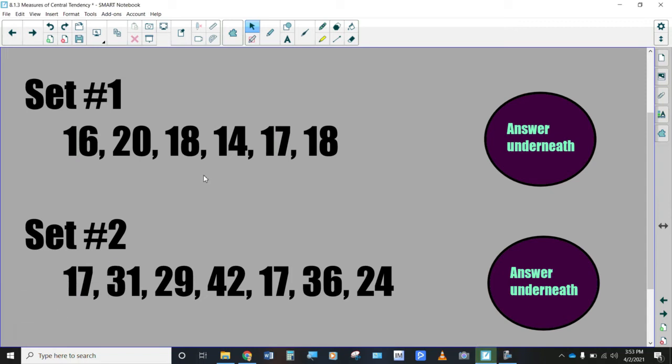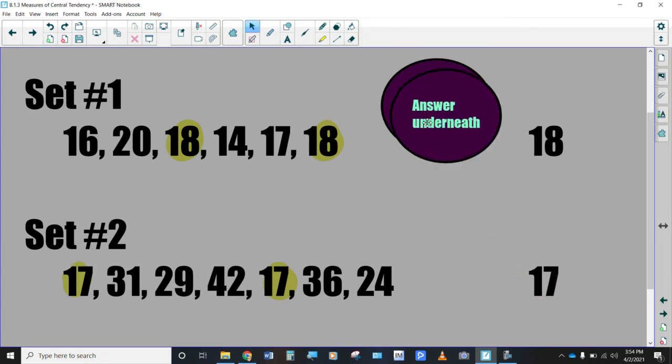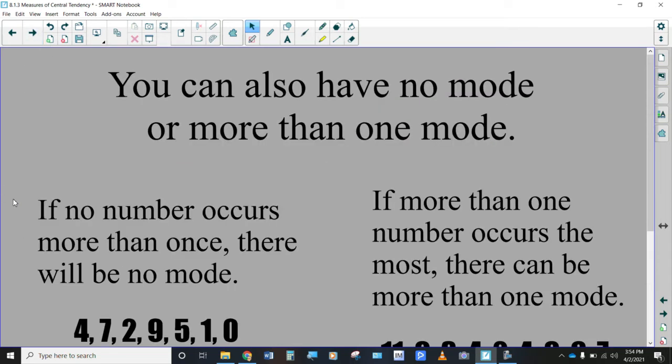All right, so let's see how you did. Now, if it's helpful, it may be a good idea to put these in order from least to greatest. That way you'll see the numbers that occur the most right next to each other, but you don't necessarily have to. You can see here that the 18 is the mode for that data. In the next set, 17 shows up twice. No other numbers show up more than once, so 17 would be the mode for data set number 2.